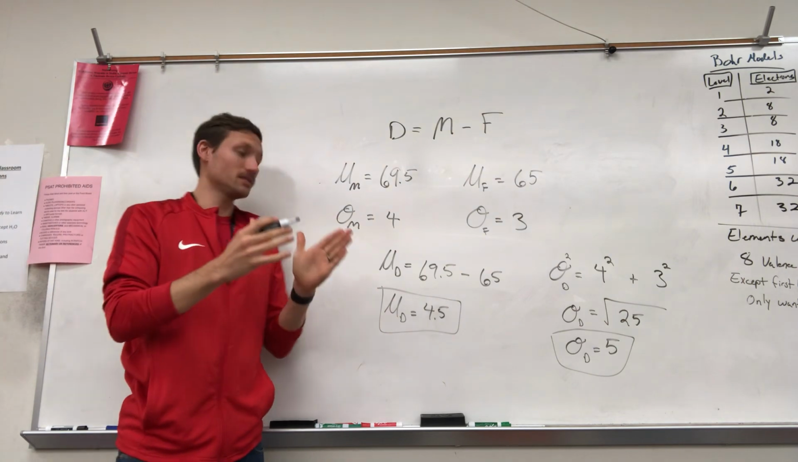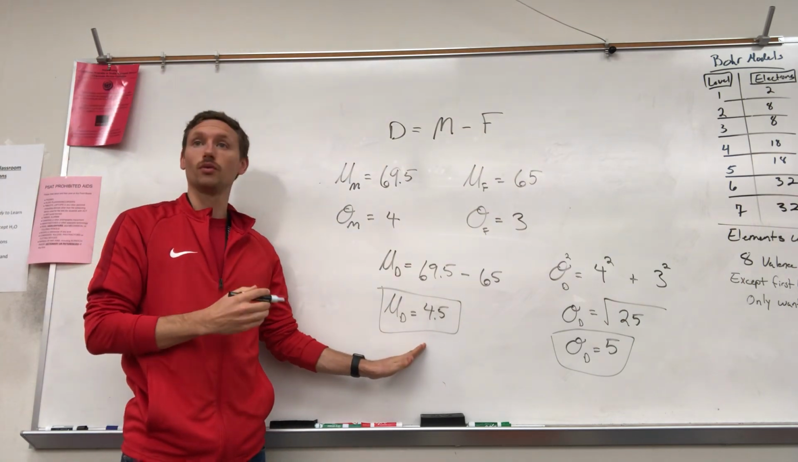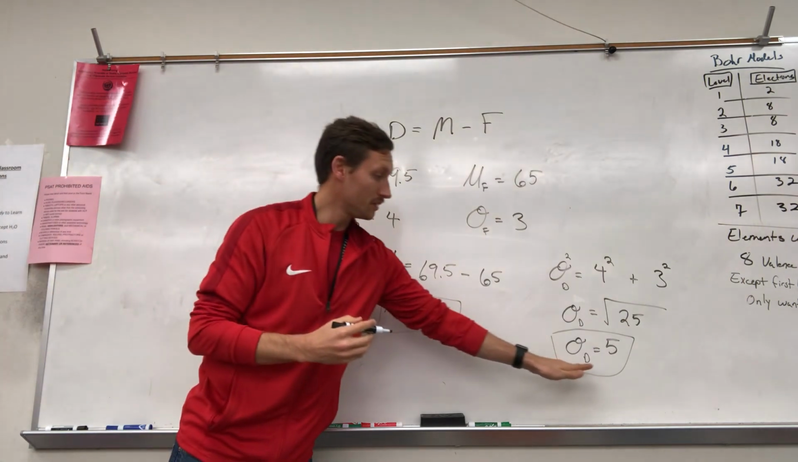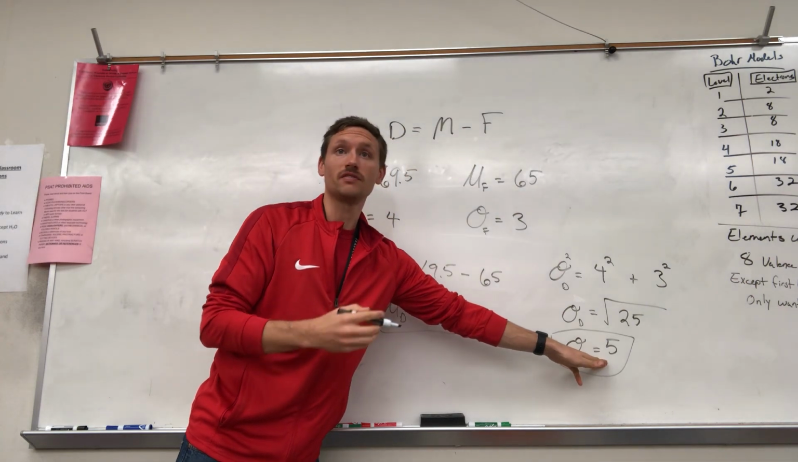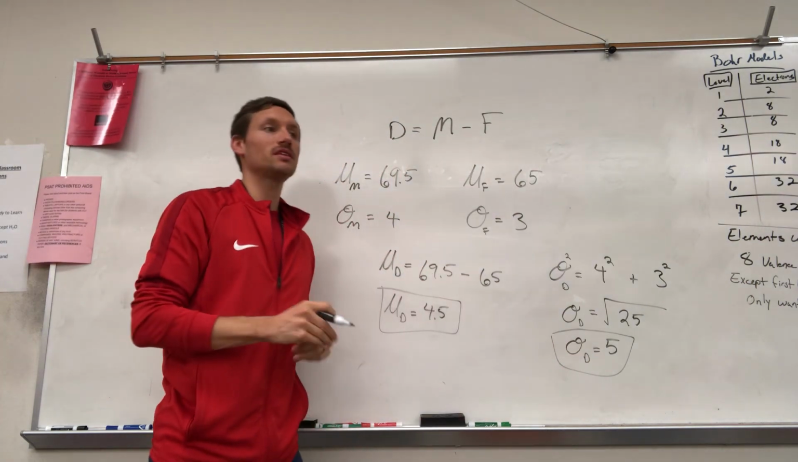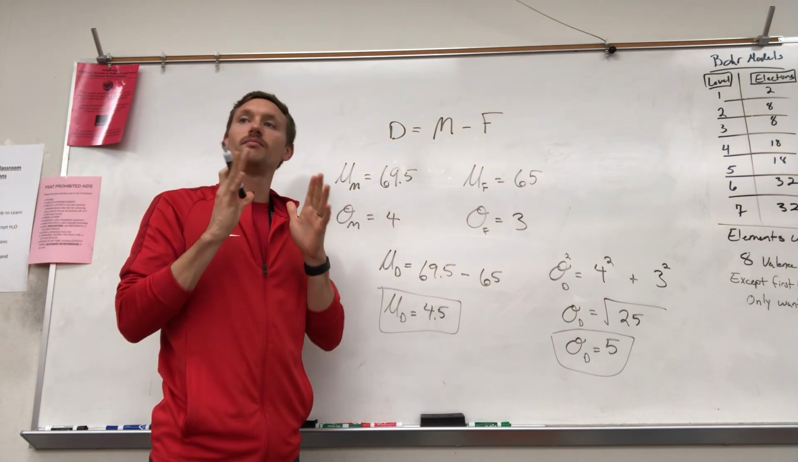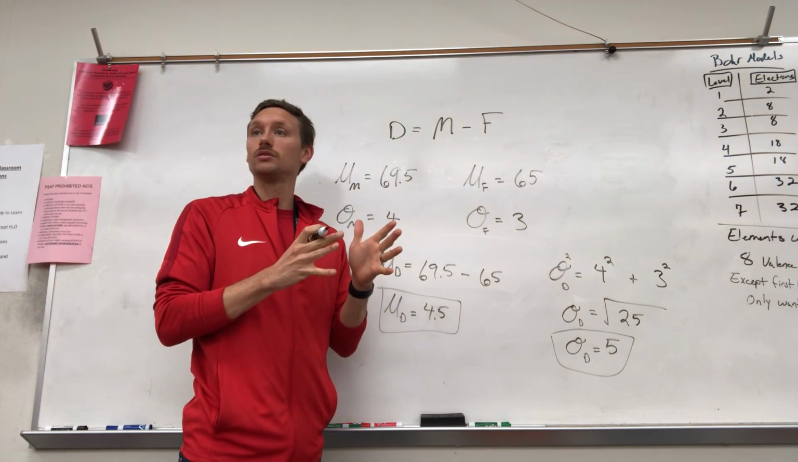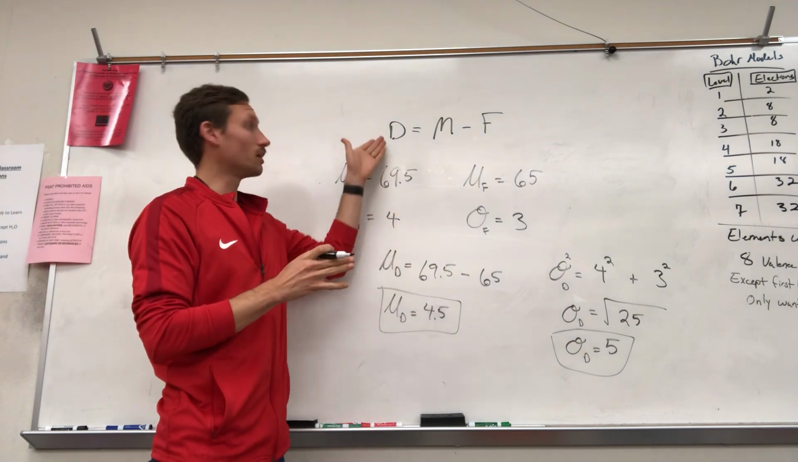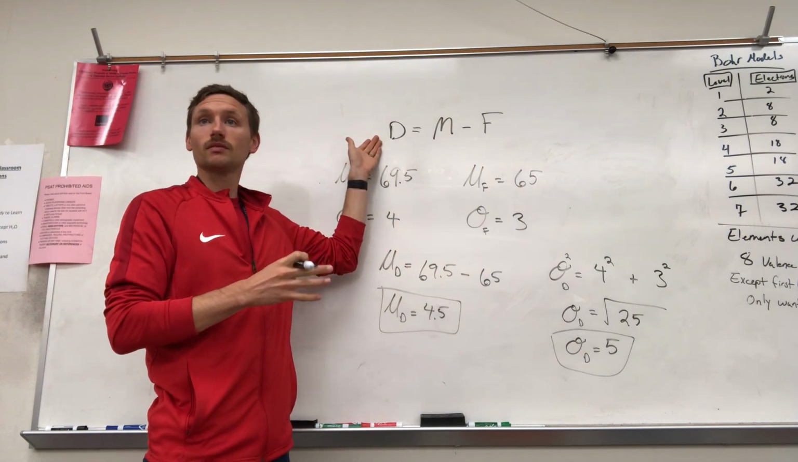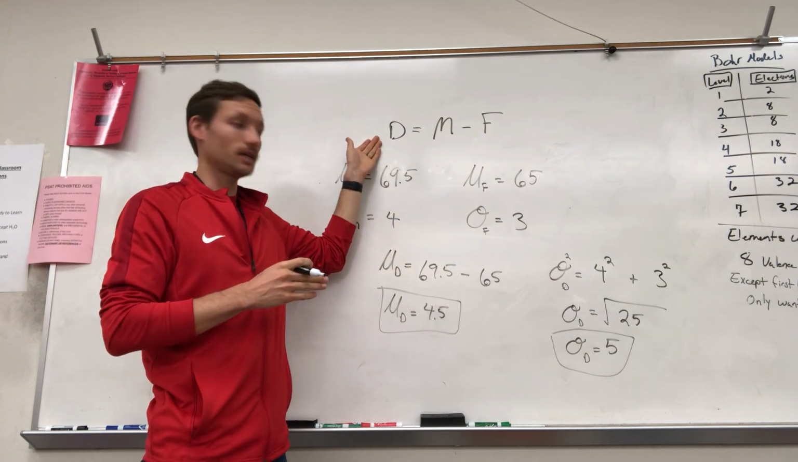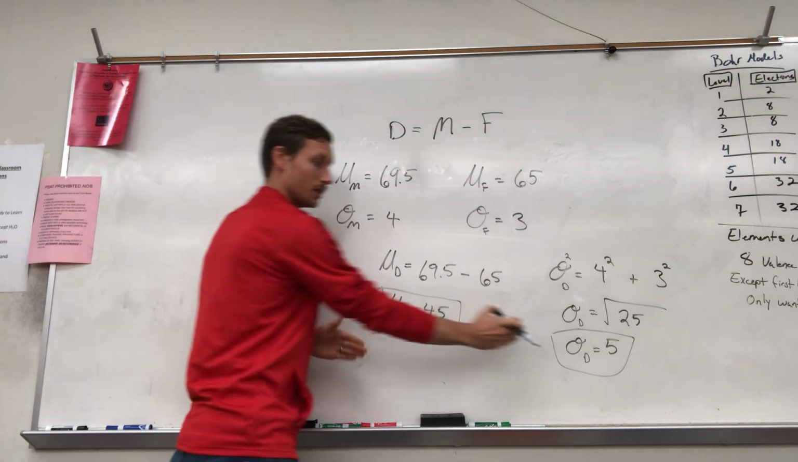So we expect their heights to have a difference of 4.5. It fluctuates typically by 5 inches. The important thing they tell us is that the heights of males and females are both normal. So what's the shape of the combined distribution going to be? It's going to be normal as well, okay? And it has a new mean here and a new standard deviation here.